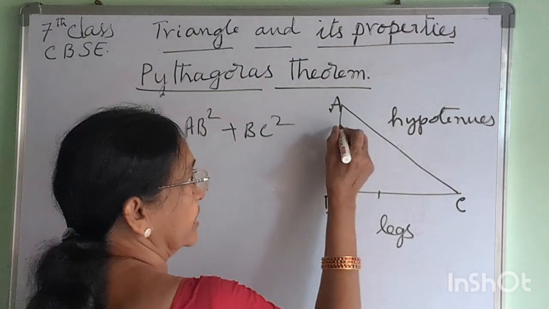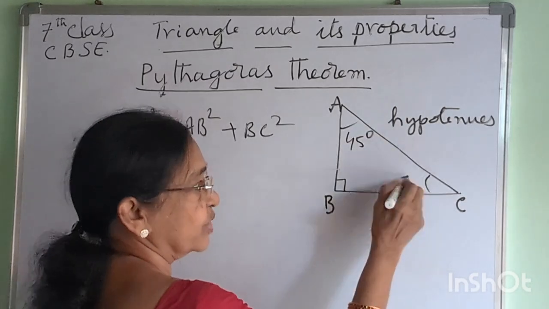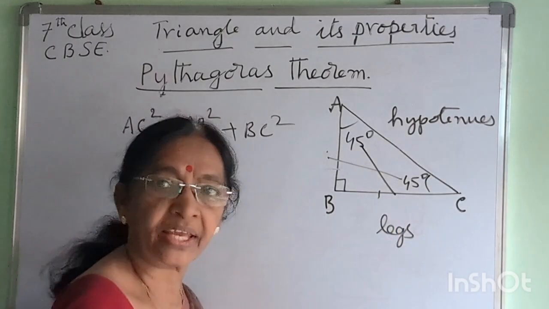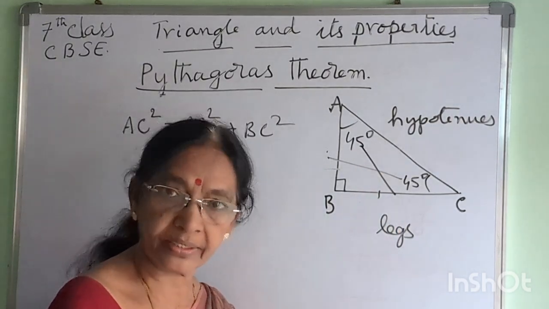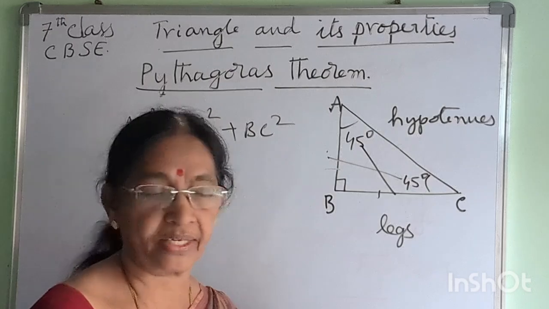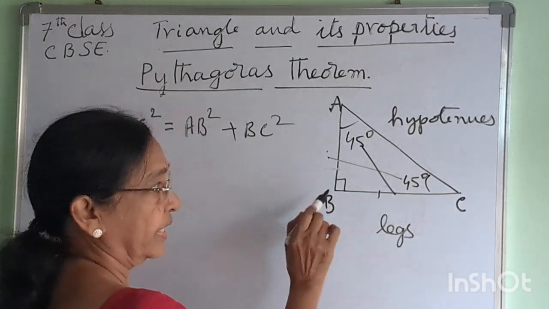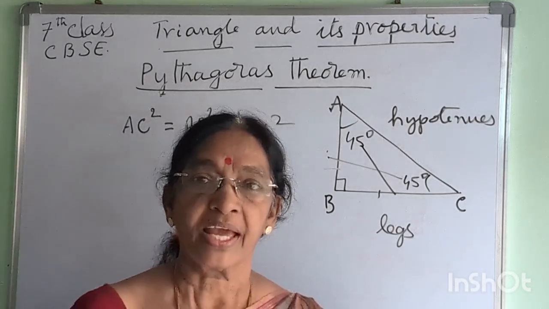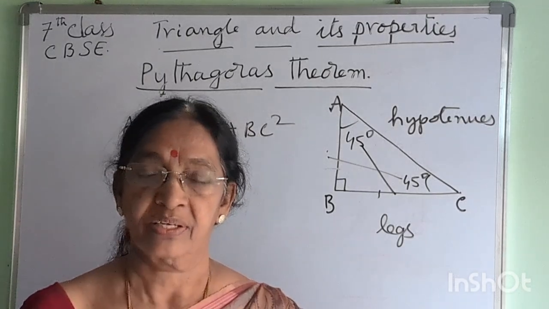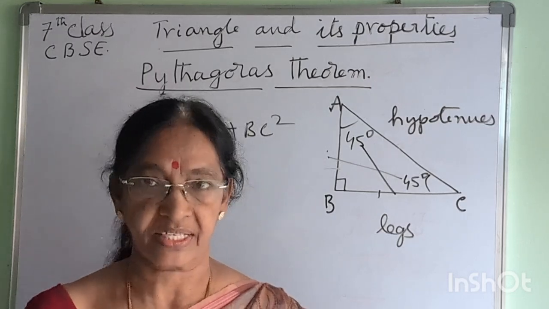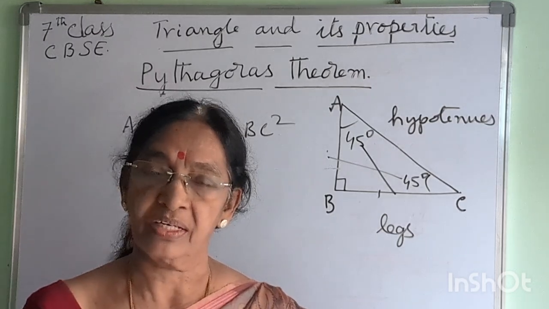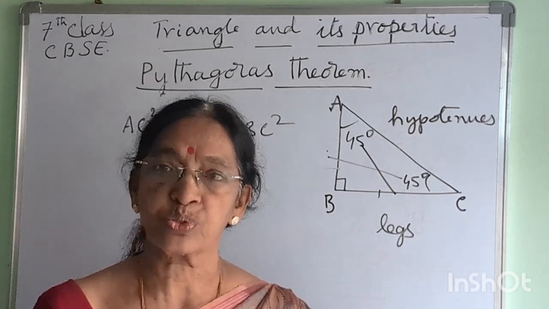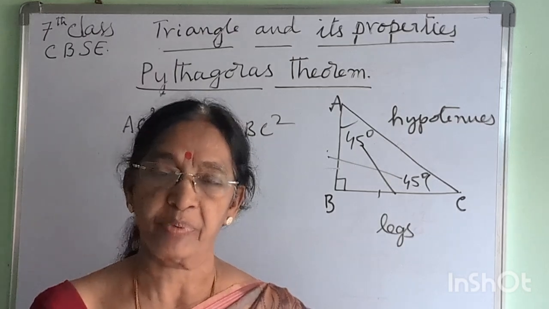If one of the angles is equal to 45 degrees, the other is also equal to 45 degrees. Then the sides which are opposite to the equal angles are also equal. Then that triangle is an isosceles triangle. So that triangle is a right angled and also isosceles triangle, and that is called the right angled isosceles triangle. So in a right angled isosceles triangle, two angles are equal, each 45 degrees, and one is the right angle, and the two sides other than the hypotenuse are equal.